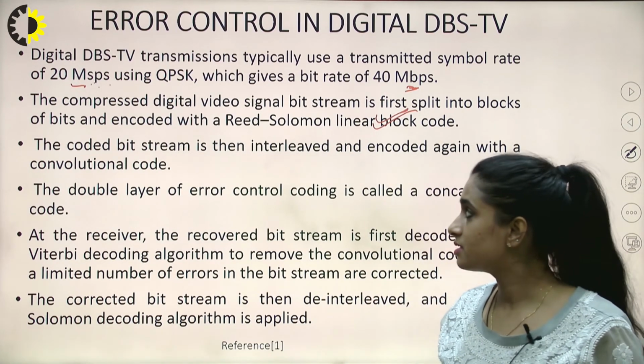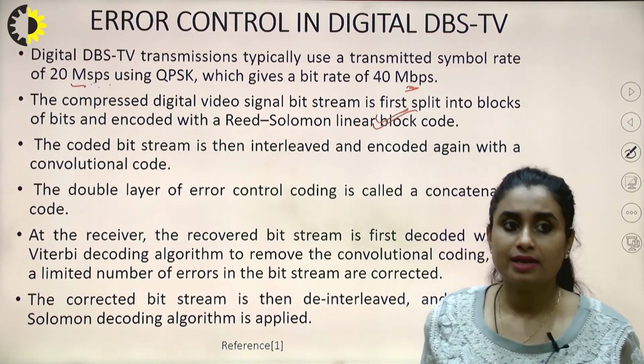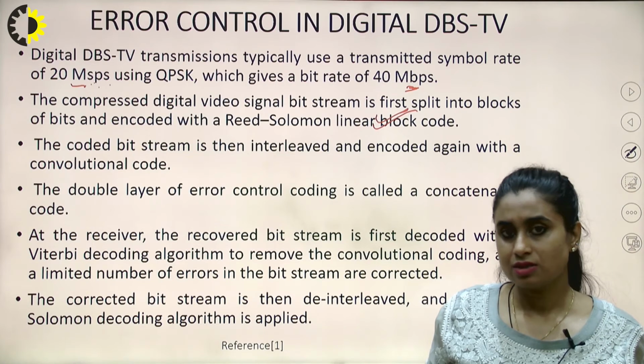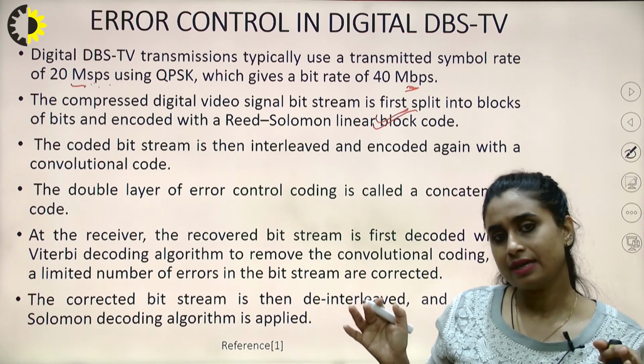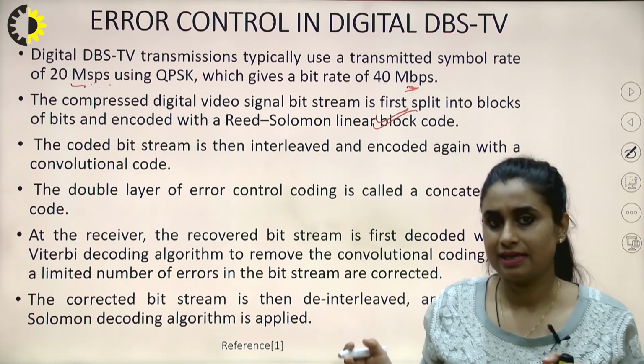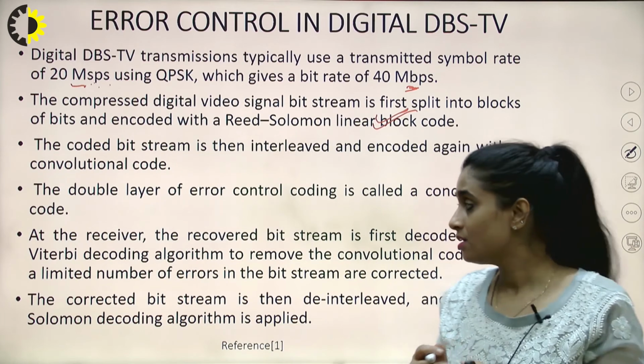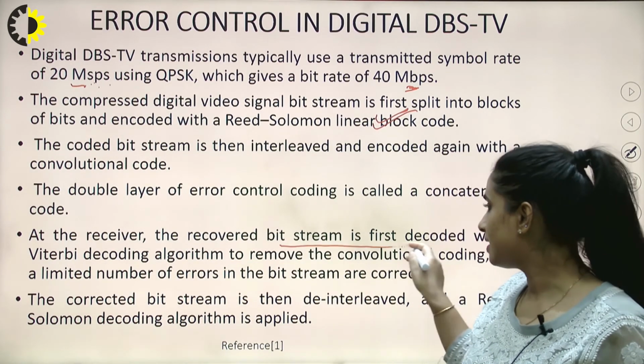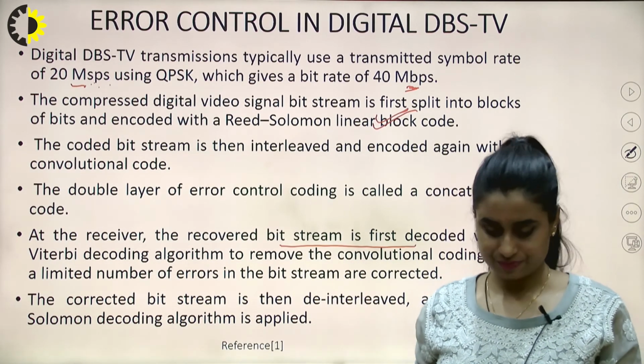The coded bit stream is then interleaved and encoded again with a convolution code. This convolution coding can be studied separately if anyone is interested. So at the receiver, these bits are recovered and decoded.